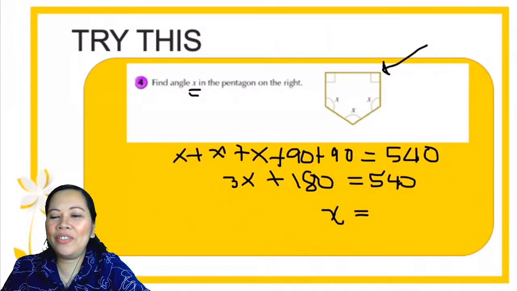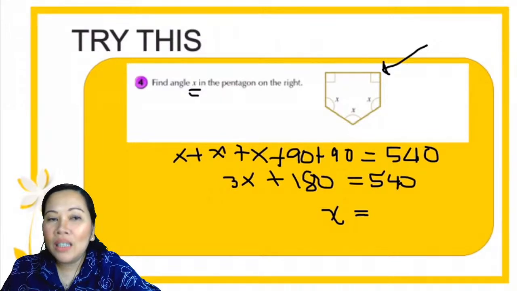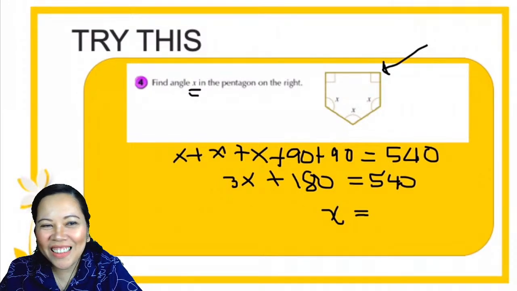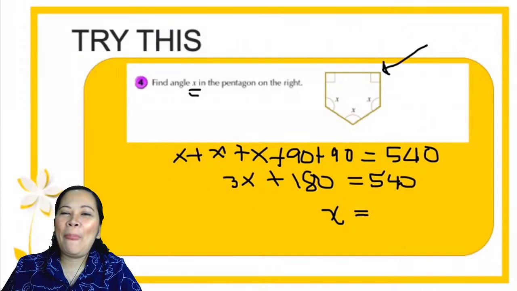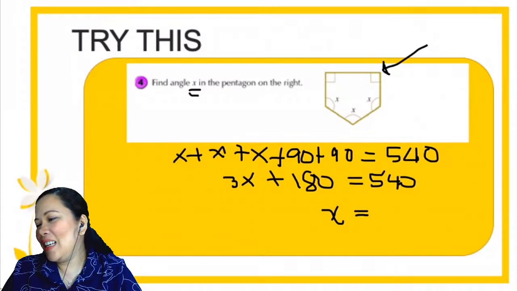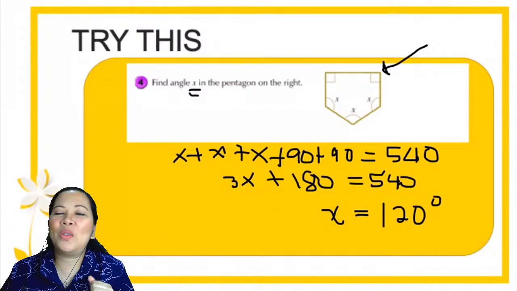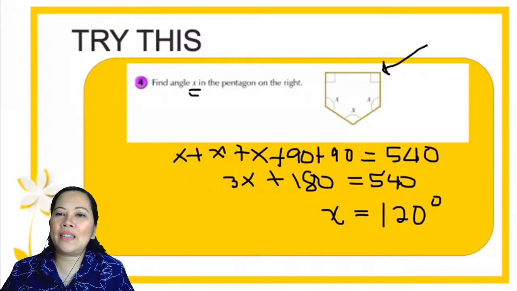So what's the value of our x? Yes, continue, Maha Blanca. So x is, yes, at last. Yes, x is 120. That is correct. So the value of your x, because the question is find angle x. So you're only asked one of the angles. So x is 120. That is right.